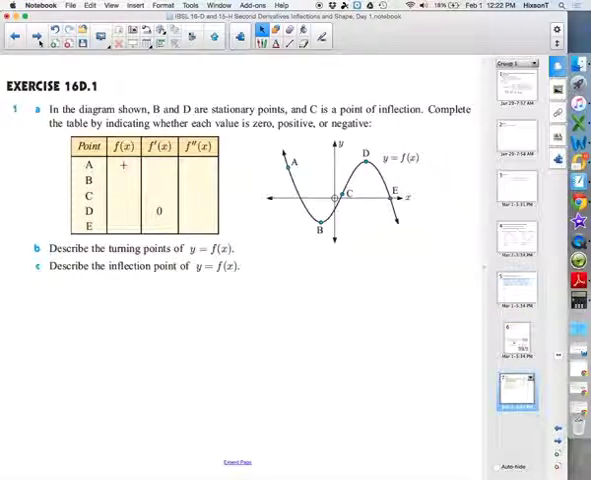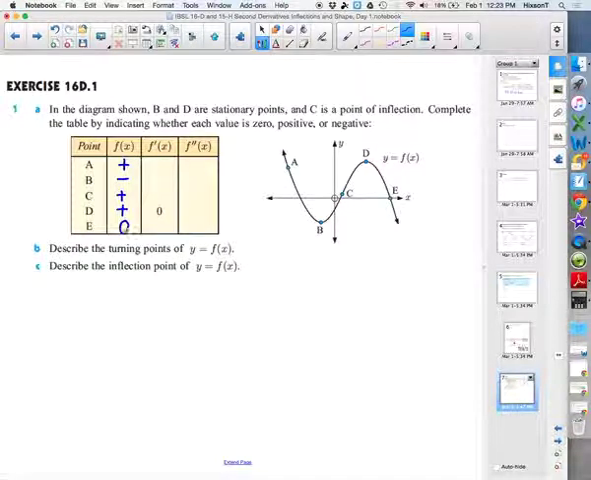Now, with number 1 here we aren't given a specific function, but we can tell a little bit about the function. Let's start, first of all, looking at the original function as we see it right here. A is above the x-axis, so we know the function is positive. At B, we know the function is negative. At C, positive. At D, positive. And at E, it's 0. We're just looking at where it is in relation to the x-axis.